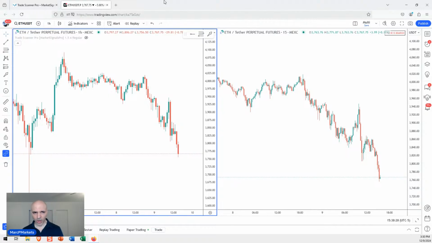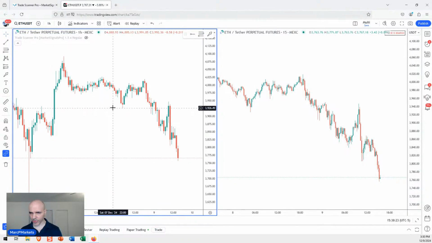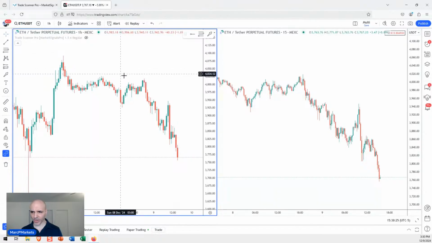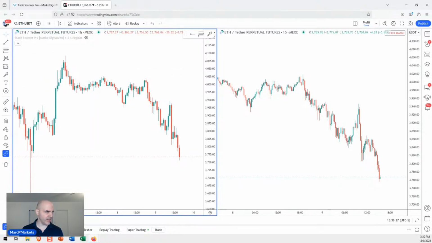Now, on this chart, I have the Trade Scanner Pro turned off on this side. The reason I have that turned off is because I don't want to have confusion. Sometimes you may see a signal on both time frames, and that can be confusing.